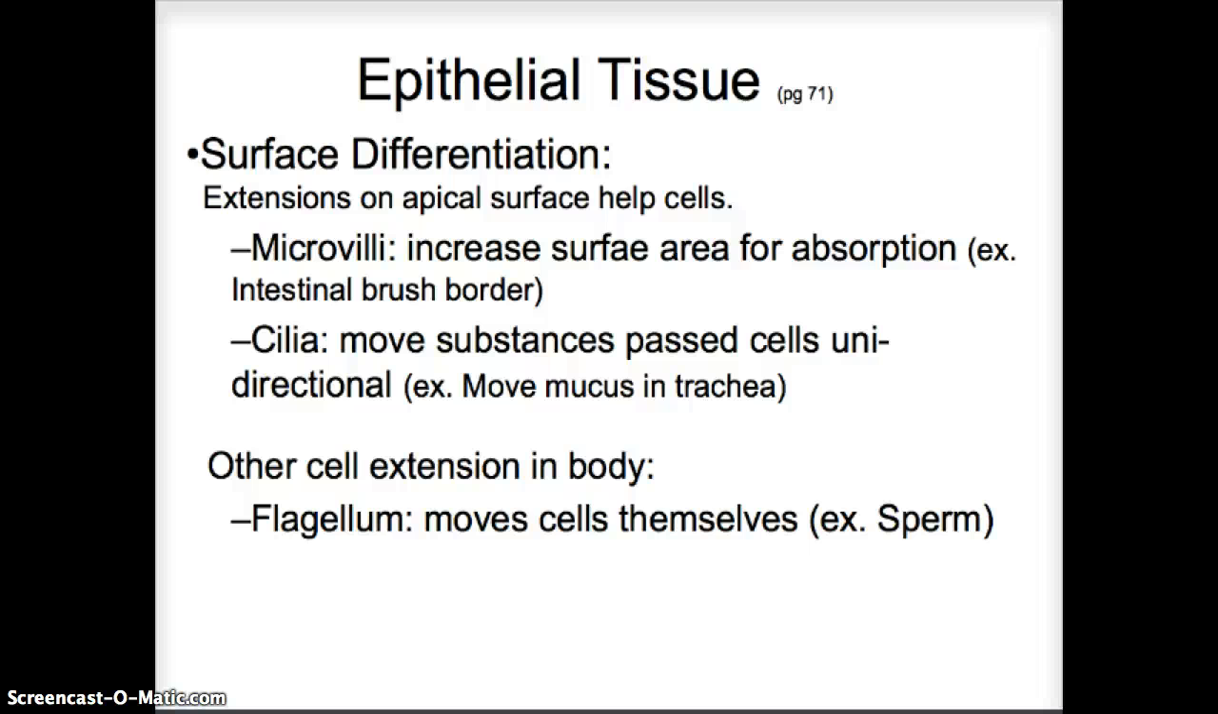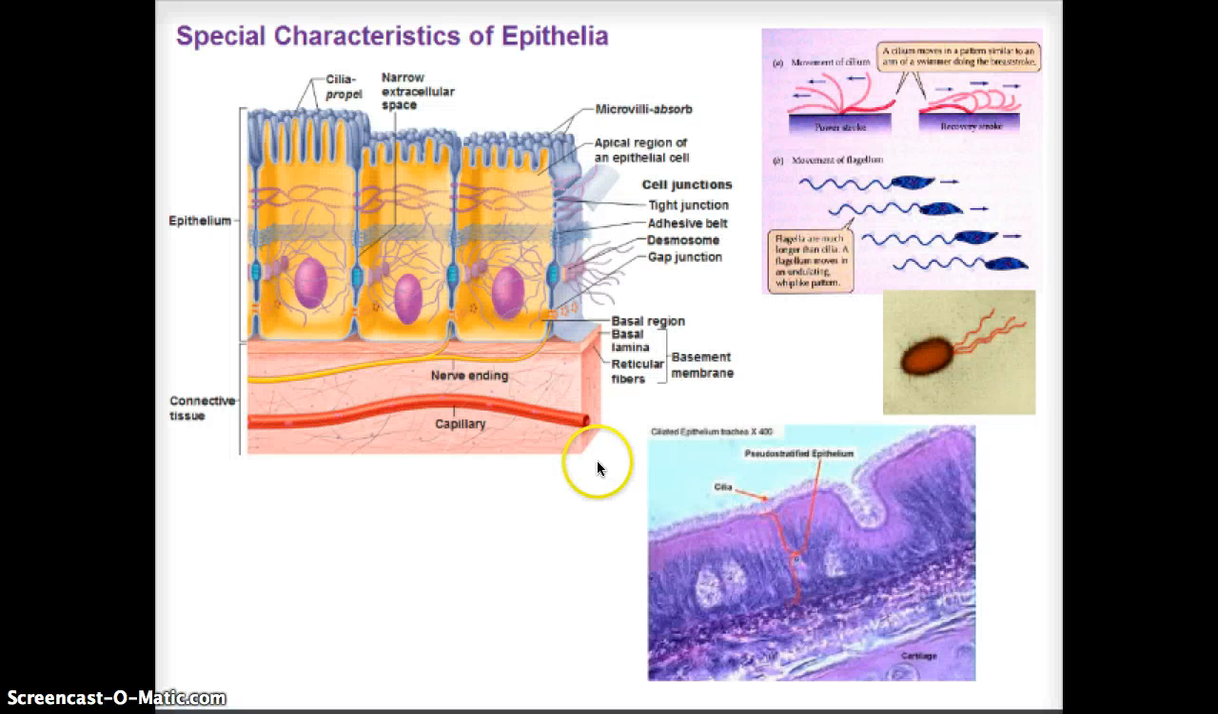And then we have a third type of extension, and that's the flagellum. The flagellum is not really anywhere other than in a sperm. I mean, this is actually not a sperm, but another type of cell, not in our human body, that has flagella. What the flagellum does is move the cell forward, so it propels the cell forward. And in our body, we have that be the sperm.